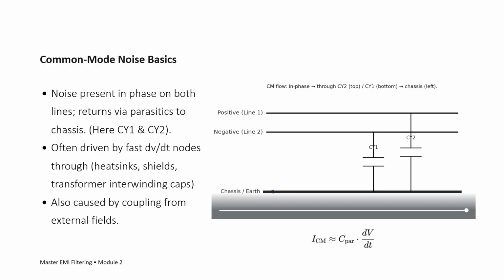The intensity of the common mode noise that's generated is proportional to the parasitic capacitance multiplied by dv/dt, or the slew rate. That means the higher the slew rate on a switching node, the higher the common mode noise that will be generated. Also, the higher the parasitic capacitance between the switching node and ground/earth, the more common mode noise will also be generated.